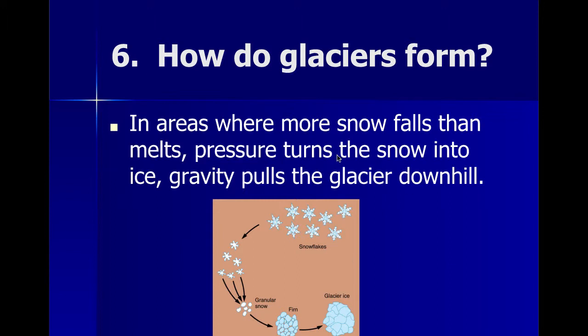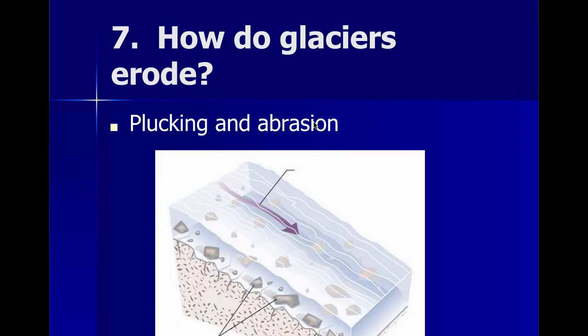So once the snow has accumulated and it's put pressure on itself and has hardened a little bit into glacier ice, then gravity is going to pull the glacier downhill. Now when glaciers get pulled down by gravity, they erode. And glaciers erode by plucking and abrasion.